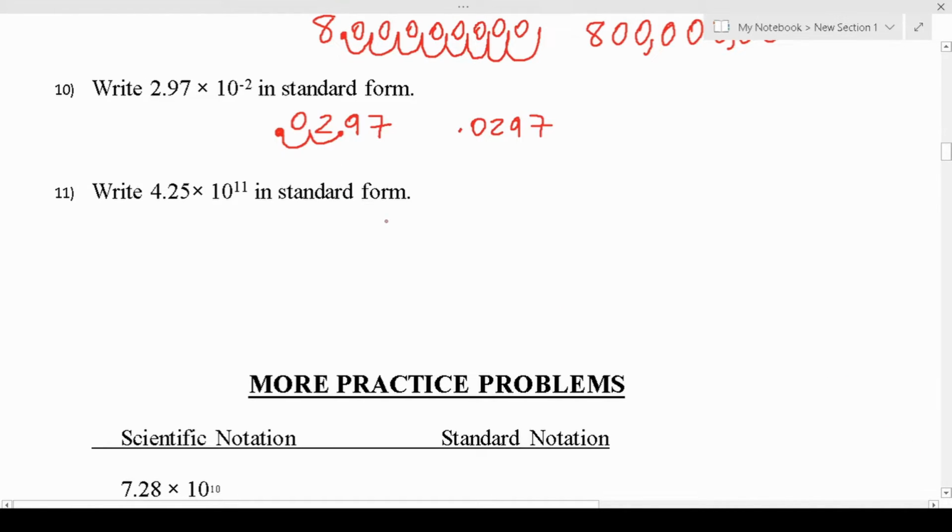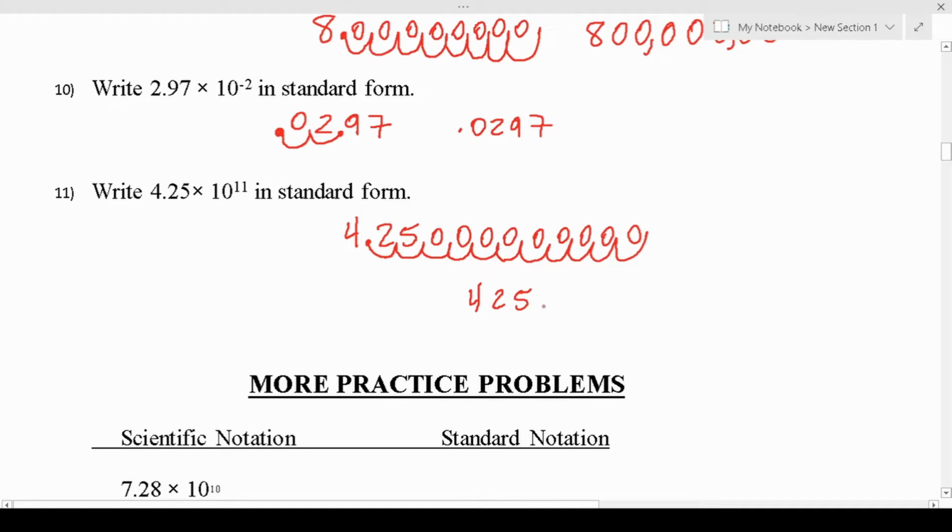And finally, we have 4.25 times 10 to the 11th. So that's 4.25. This exponent, which is positive, tells us we're going to shift this decimal 11 times to the right. So let's go ahead and do that. 1, 2, 3, 4, 5, 6, 7, 8, 9, 10, 11. Add our zeros in as needed. So there are 9 zeros. So this number is 4, 2, 5, and then 9 zeros. Fill in your comma after every third place. So this is 425 billion.